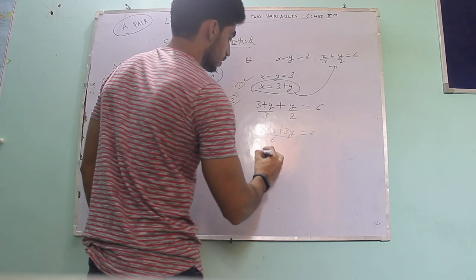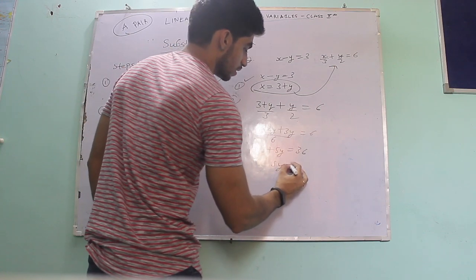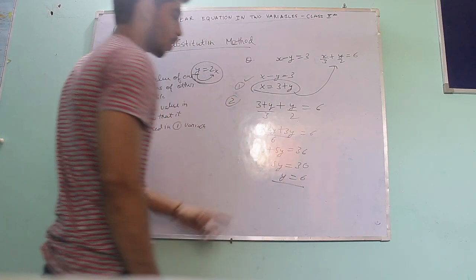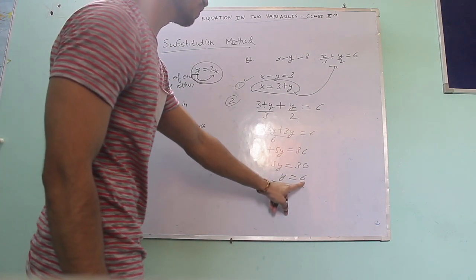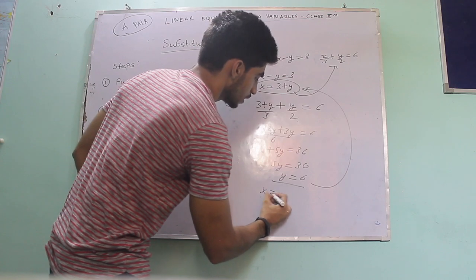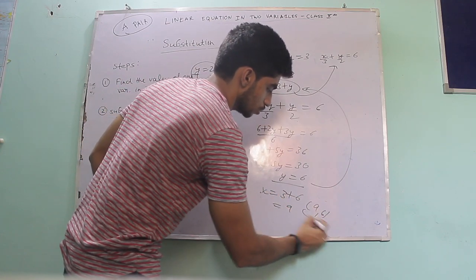So here it will be 6 plus 5y equal to 36, and 5y is 30. So y will be 6. So we got the answer: y is equal to 6. Now what will we do? We will put this value in this. So x will be 3 plus 6, which will be 9. So this is our solution.